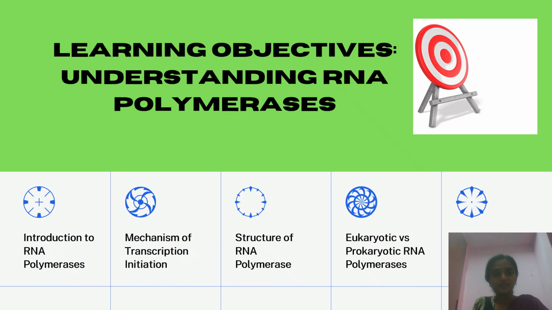Next, learning objectives: understanding RNA polymerase, which means what we will learn today. First of all, what RNA polymerases are and why they are essential for life; how they initiate, elongate and terminate transcription; the structural design of these enzymes, which are truly molecular marvels; and the difference between prokaryotic and eukaryotic RNA polymerase. And finally, we will summarize how all these steps come together to make gene expression possible.